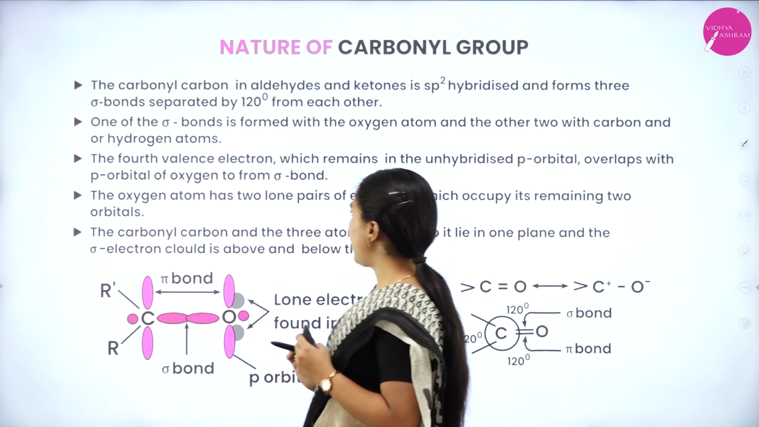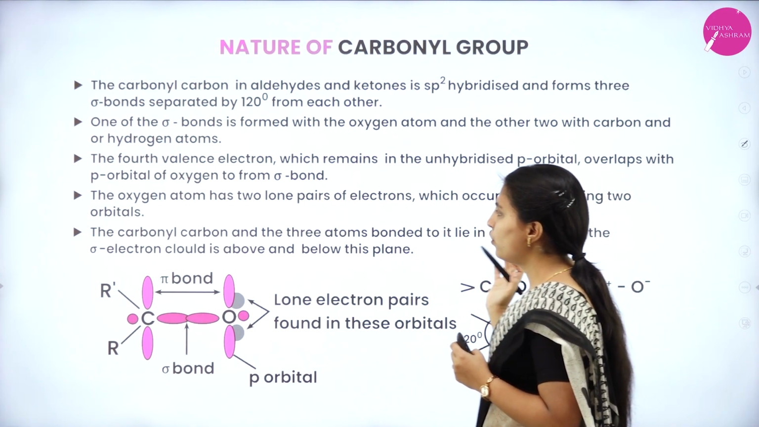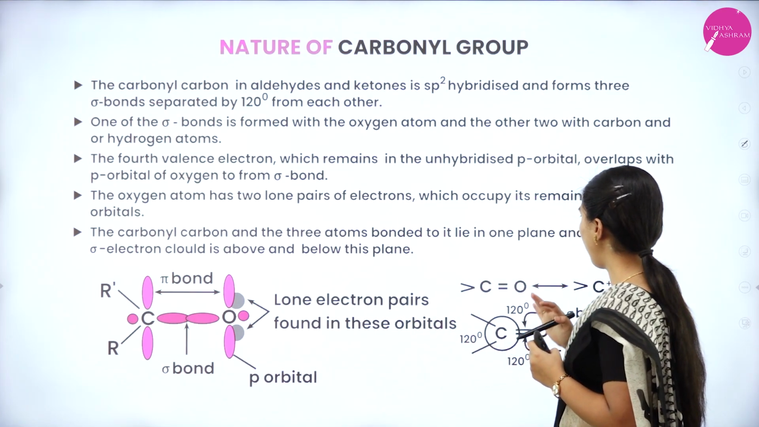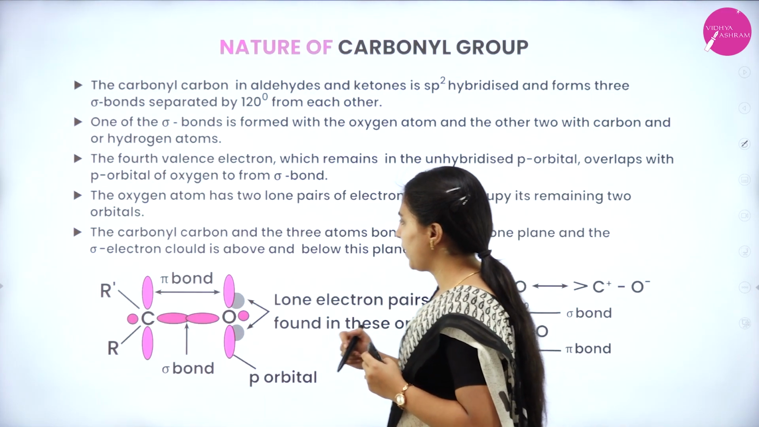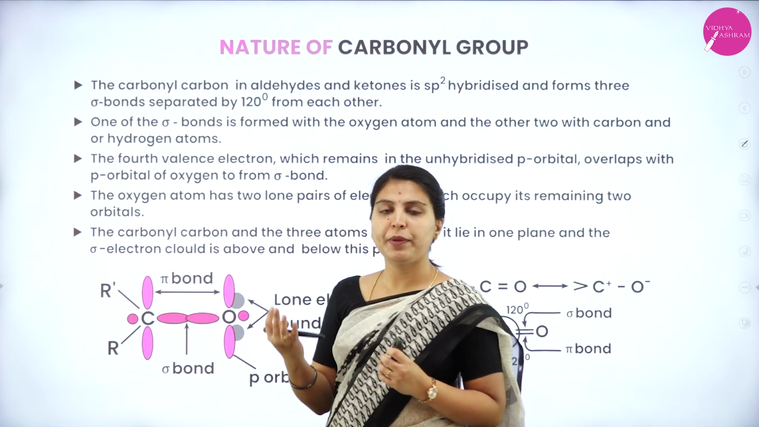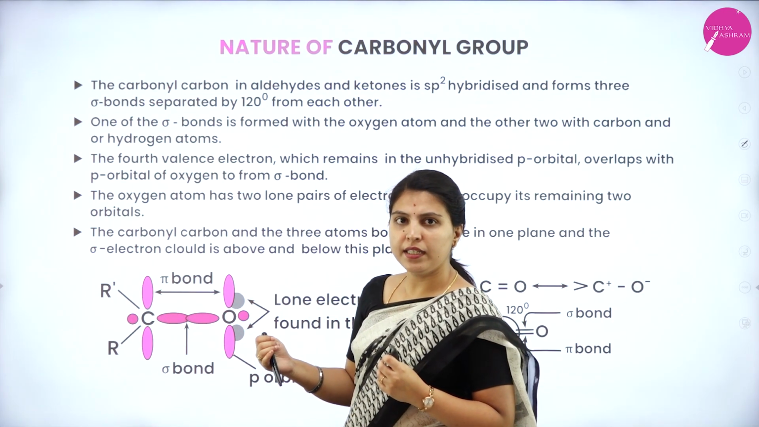The oxygen atom has 2 lone pairs of electrons which occupy its remaining 2 orbitals. The carbonyl group and the 3 atoms bonded to it lie in one plane, and the electron cloud is above and below its plane. See here, oxygen will have the remaining lone pair of electrons and it will form the pi orbital here.